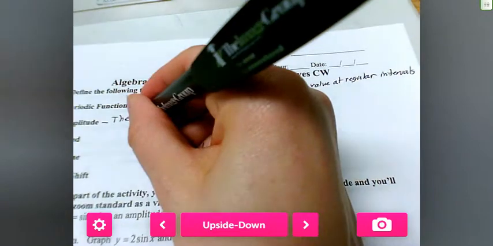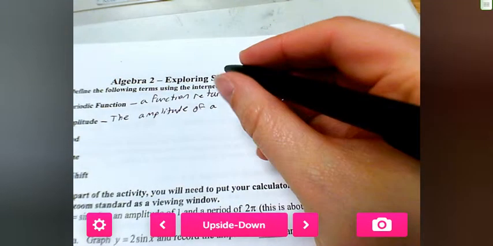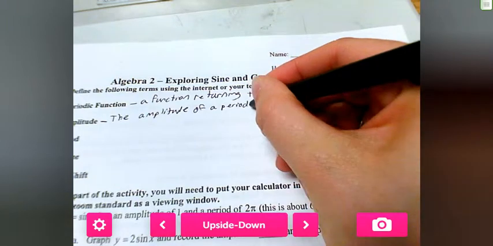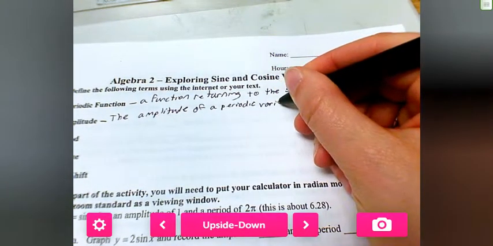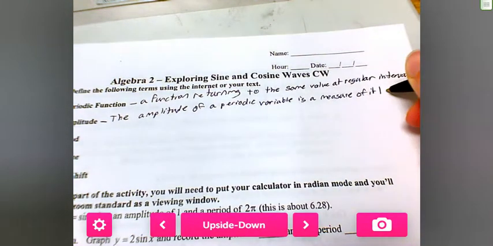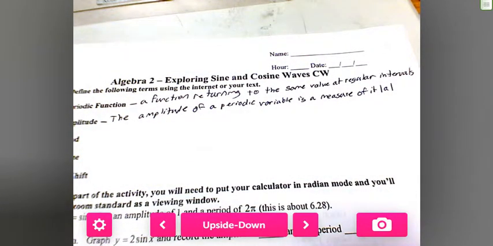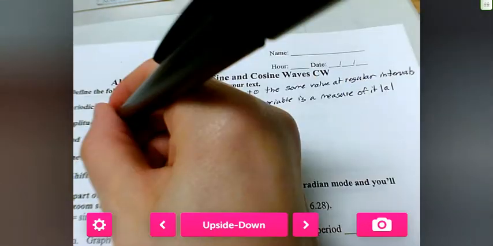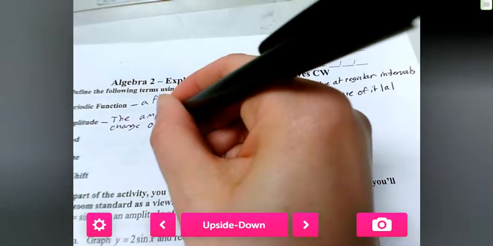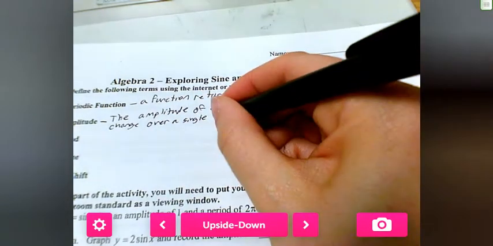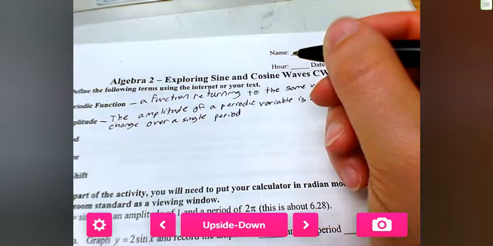Okay. An amplitude. The amplitude of a periodic variable is a measure of its absolute value of A. Change over a single period. Are these notes? Yep.